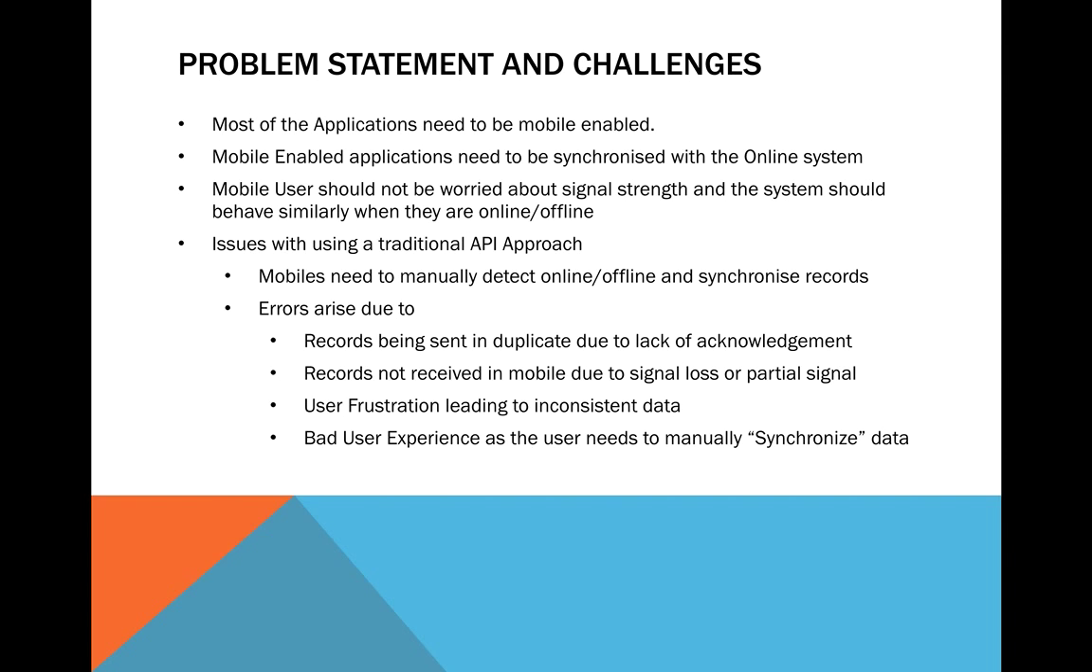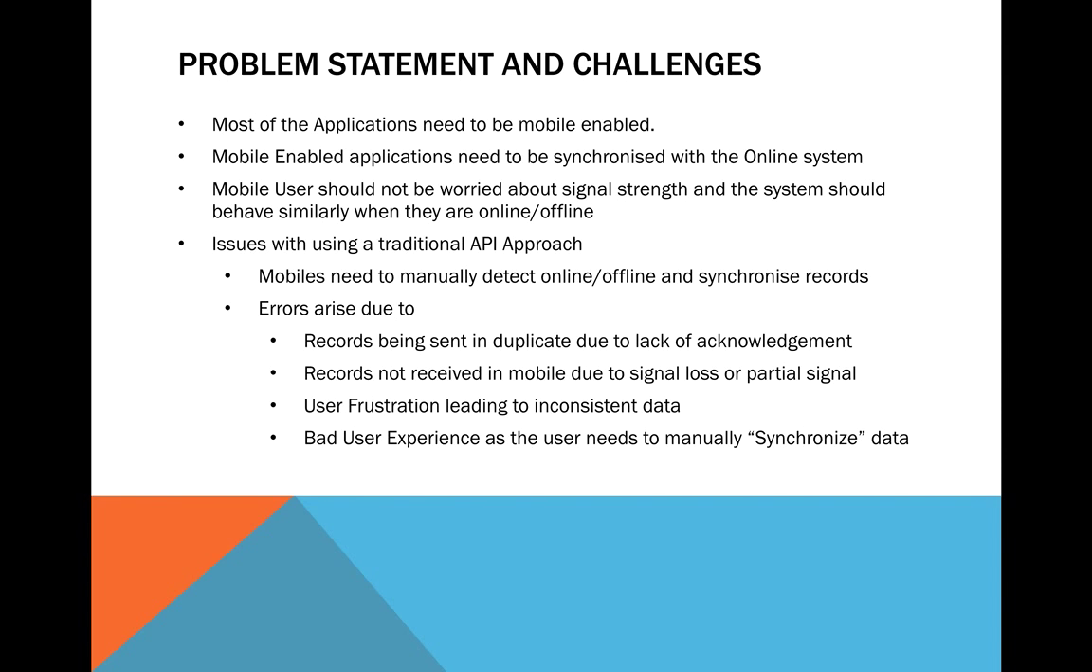And also, because the signals are not as strong in some parts of the world, you would have records that are being sent in duplicate, because the phones might have sent a REST API call, but the acknowledgement might not have completely gone through. The record could have gone to the web, but then when the web sends back an acknowledgement, the signal could have been lost, and the phone thinks that it did not actually send the data to the web, and it will try to resend it again. So this leads to records being sent in duplicates, which might cause a lot of issues if you're doing banking related work, for example.